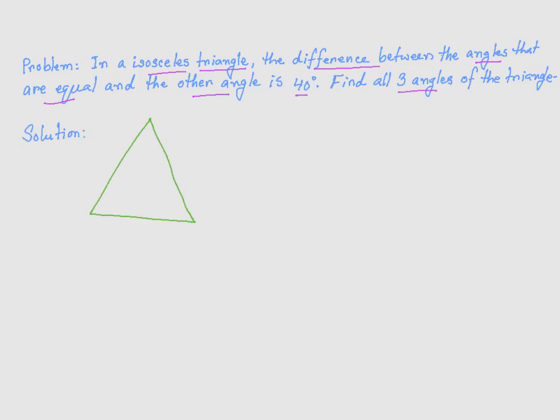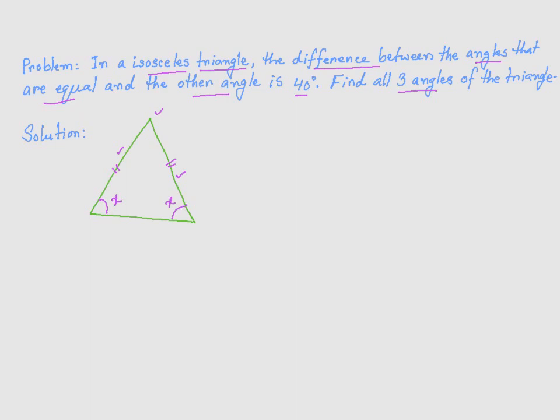Let's try to solve this problem by creating a diagram. This is an isosceles triangle, and here this side is equal to this side, which means that the angle opposite to this side, which is this, and the angle opposite to this side, which is this, they must be equal. And I'm going to label both of them as x because they are equal.